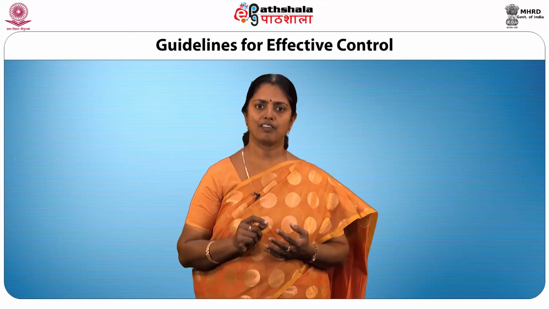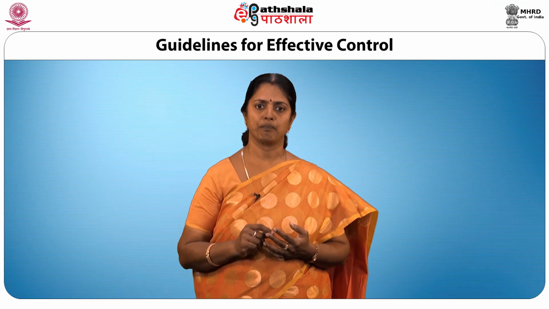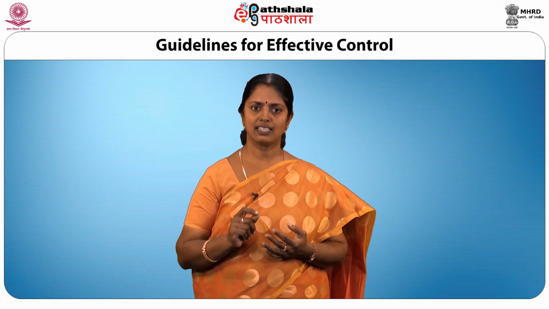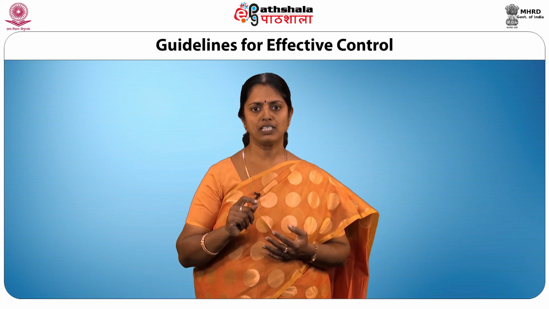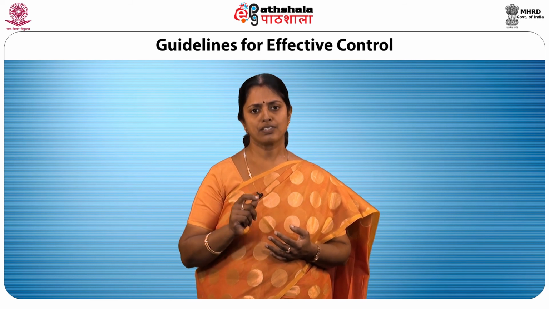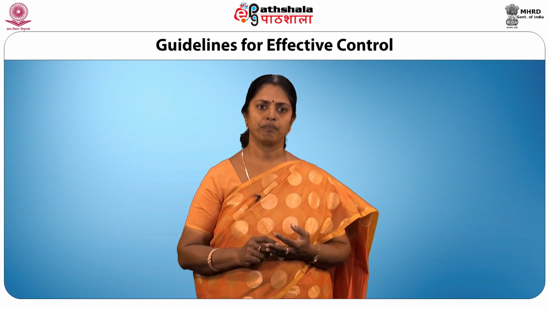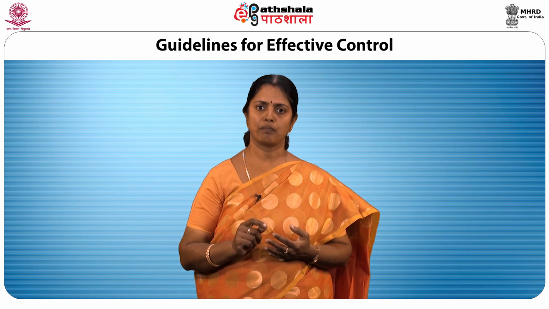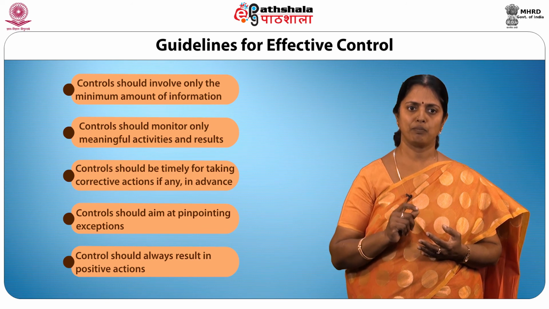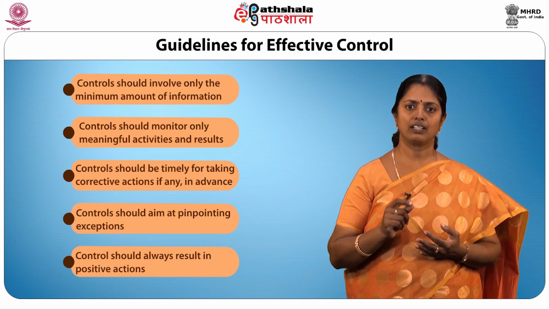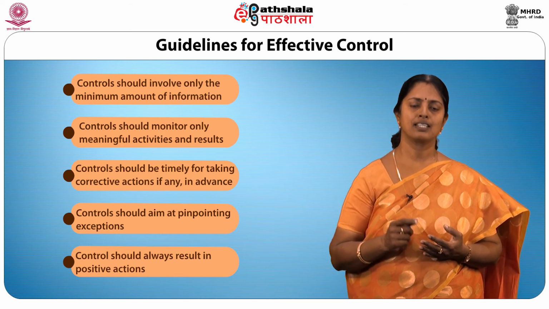What are the guidelines for effective control? In designing an effective control system, top management must understand that controls should follow strategy. Controls must be designed and applied to ensure that proper strategies are used in order to achieve the established goals and objectives. Some of the guidelines for establishing proper control are: controls should involve only the minimum amount of information. Too many controls create confusion, and hence focus should be given to those factors which are critical towards achieving the goals.